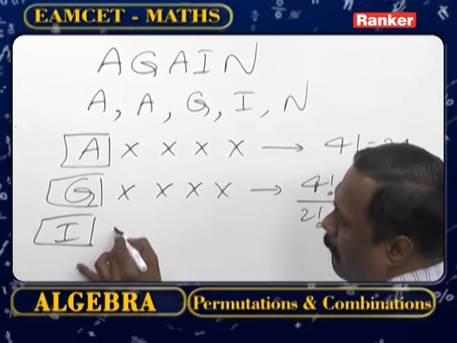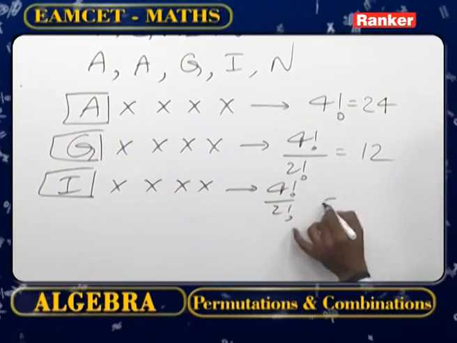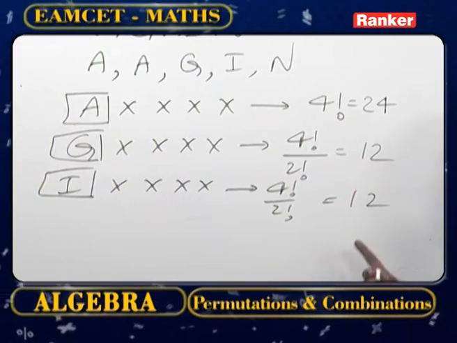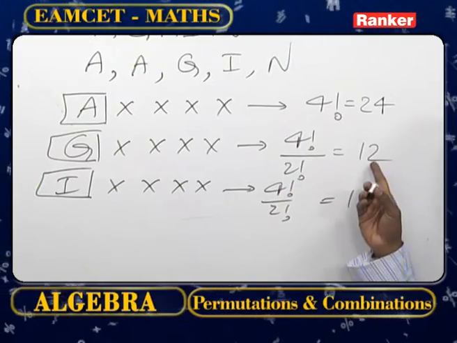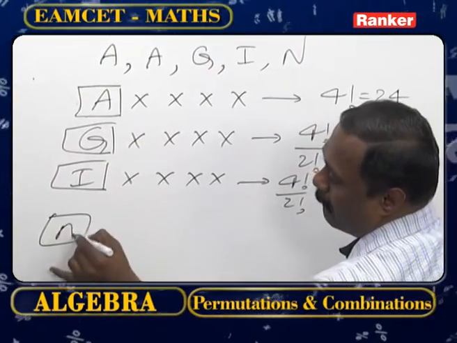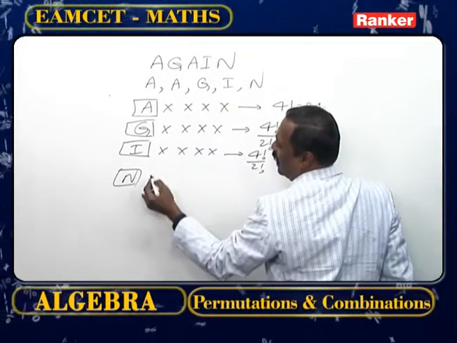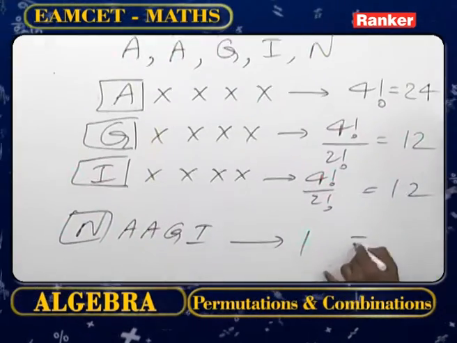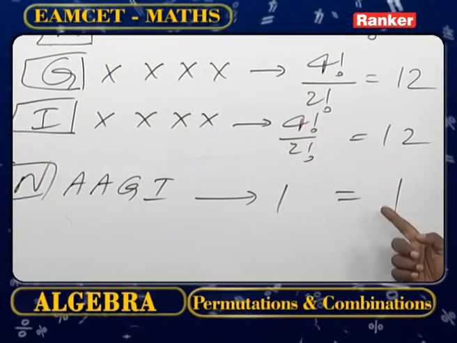I. 1, 2, 3, 4. It is again 4 factorial upon 2 factorial, it is again 12. Because our target is the 50th word, by now you might have understood we have reached 48. 24 plus 24, 48 we have reached. Now let us go for N now. You can write the words directly now. N-A-A-G-I. This is 1. One arrangement I have written directly, because it is 49, I'll be knowing.